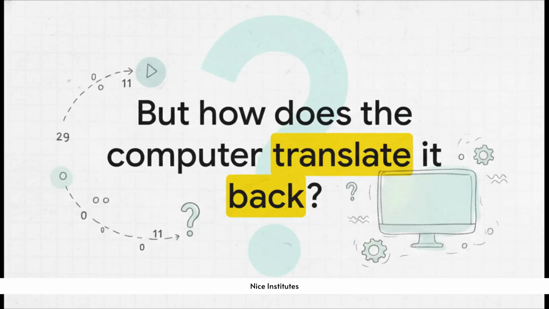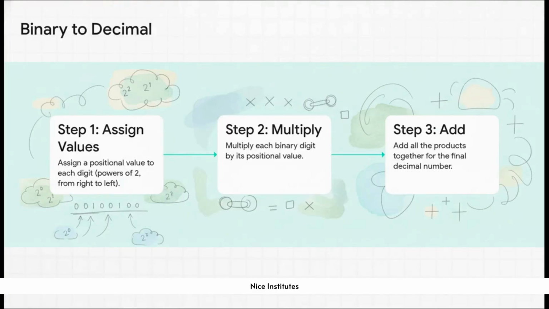But hold on a second. That's great and all, but communication is a two-way street, right? How can we be absolutely sure that 11101 actually means 29? Like, how does the computer translate it back to our language? Well, the good news is the reverse process is just as logical. It all comes down to something called positional value. Think about it. In our normal numbers, we have a ones place, a tens place, a hundreds place, and so on.